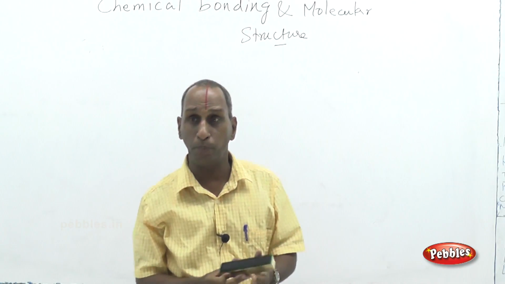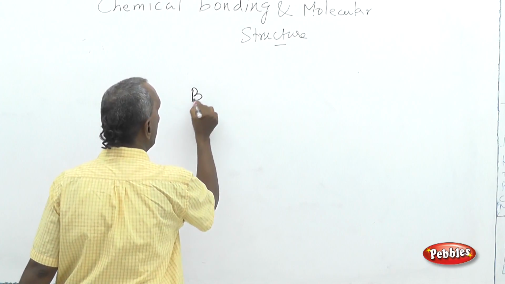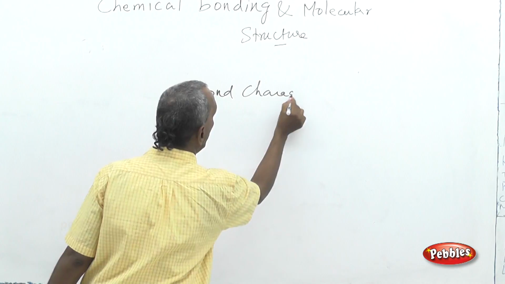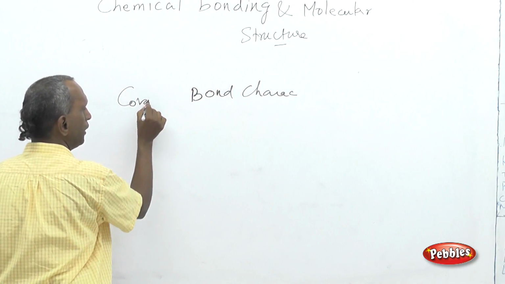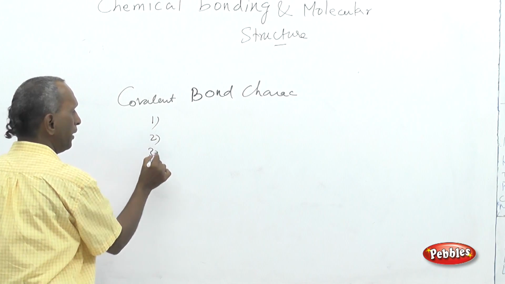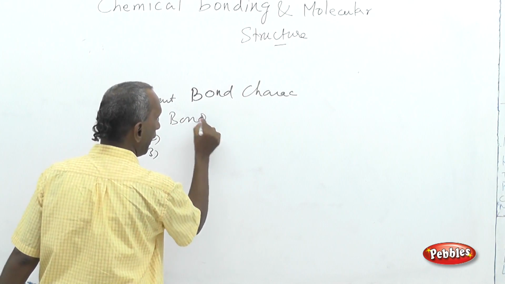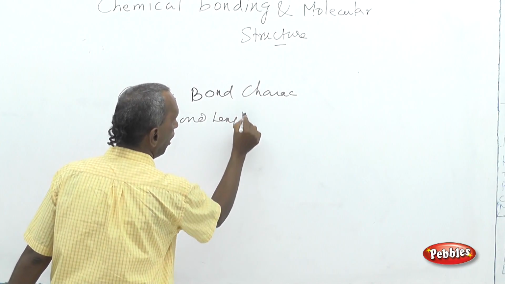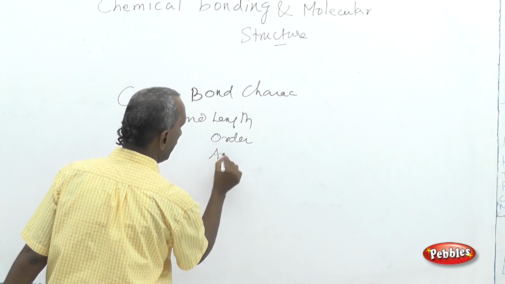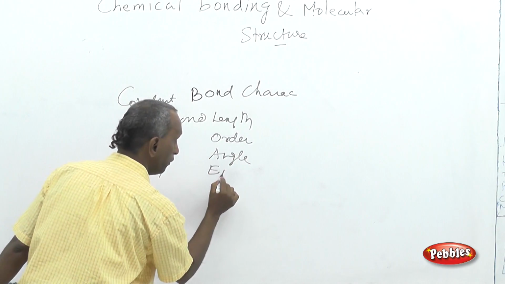Polarity of covalent bond. Now we will illustrate individual bond characteristics. Now we have to discuss the covalent bond characteristics. What is meant by covalent bond characteristics? First let us list them, then we will discuss in detail: bond length, bond order, bond angle, bond energy. These four are the important ones which describe a bond.